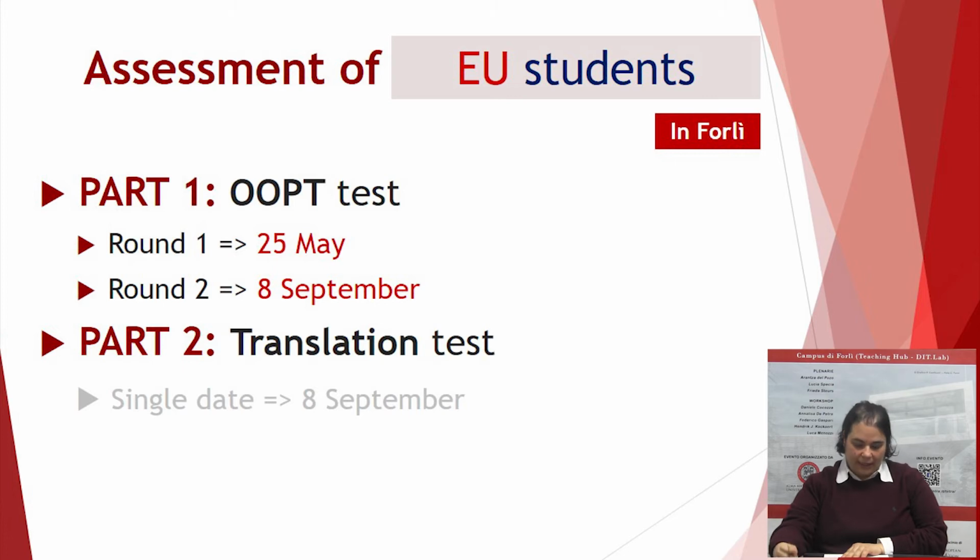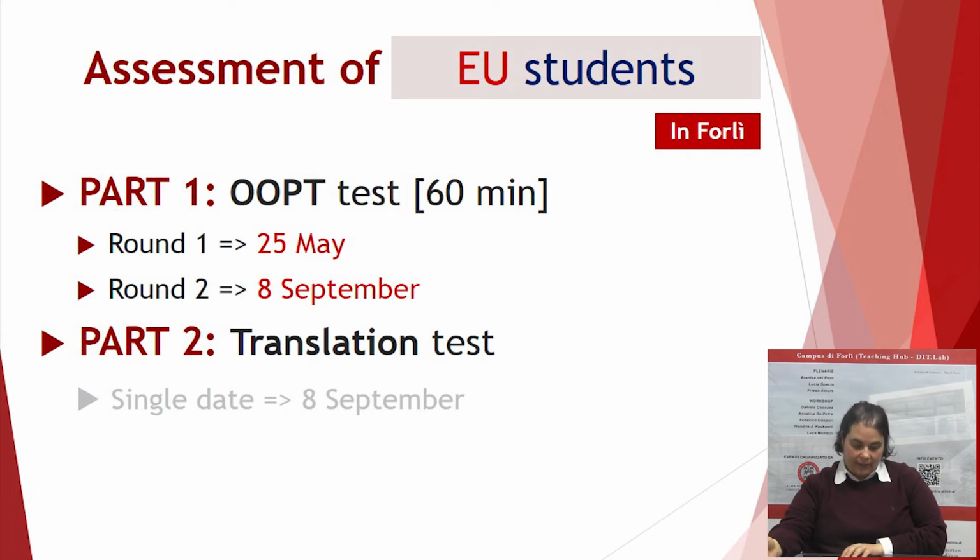The advantage to taking the OOPT test in the first round is that if you are not successful, you can retake it in the second round. But remember that if you pass it in the first round, then you cannot take it again in order to improve your score. The OOPT test lasts 60 minutes. It's made of only reading and listening exercises, and you must have a C1 level in order to pass.